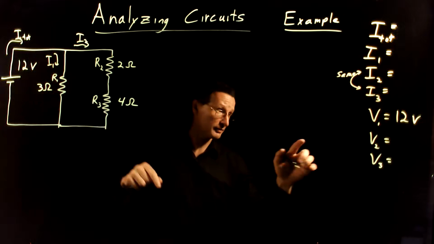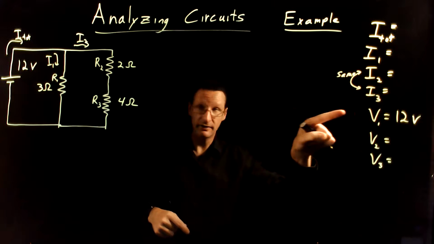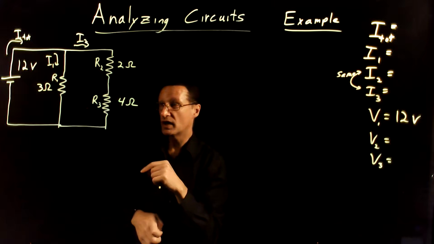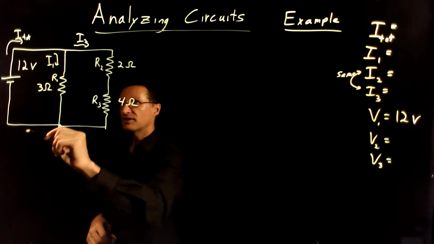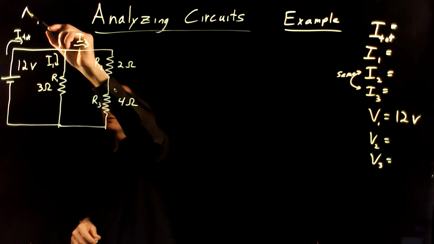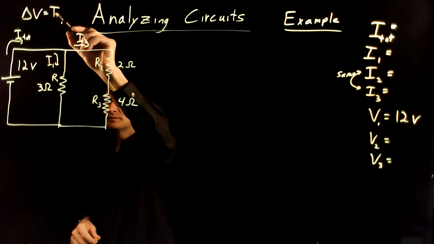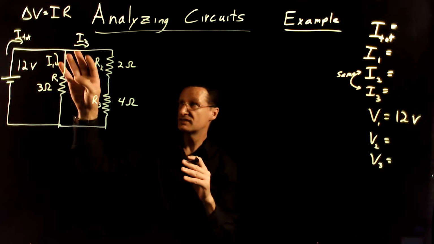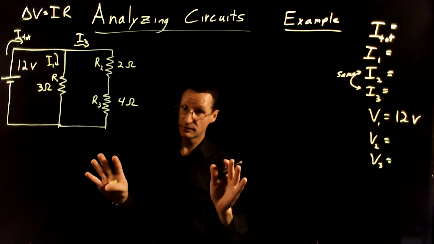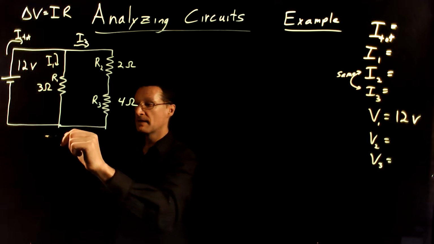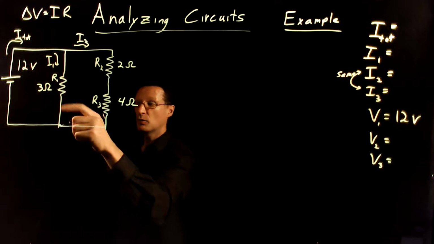Now that I know, first of all, let me start with this, the knowledge that the voltage across R1 is 12 volts. So I can use that with delta V is equal to IR. I can use this as a total or I can use this on individual components. I'm going to use this over and over again, this Ohm's law. Let's use that first on R1.